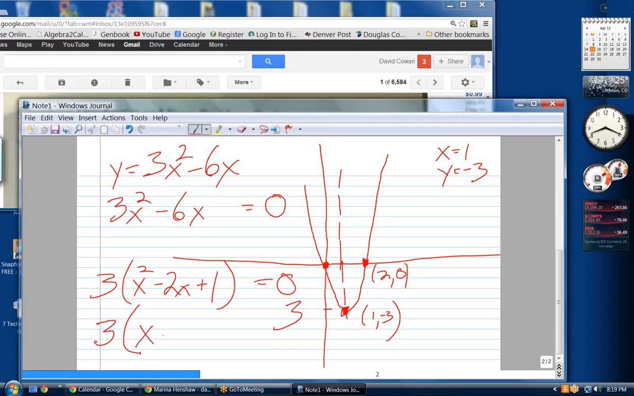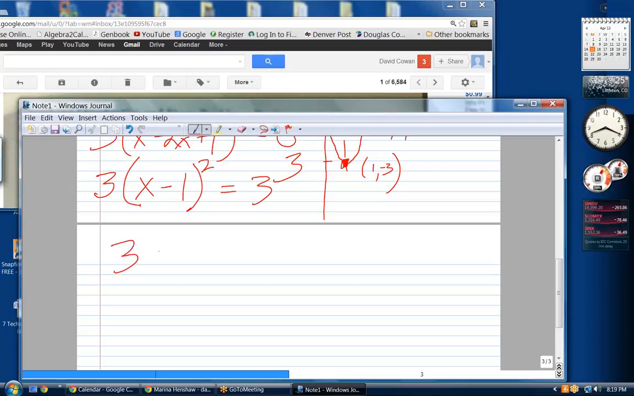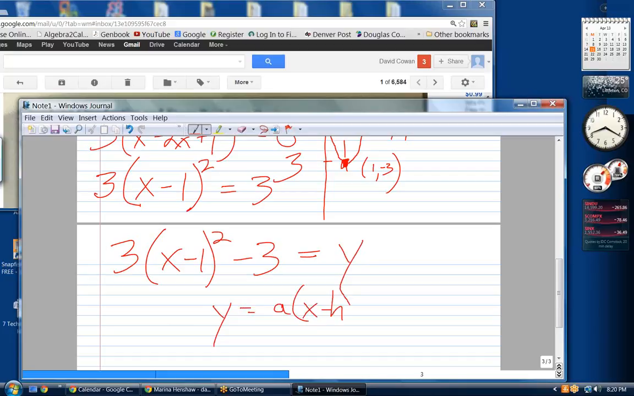So it would be x minus what squared? 1. Yes, good. That's equal to 3. And now I'm going to move the 3 onto the other side so that I get 3 times x minus 1 squared minus 3 equals 0, or y. Remember, I started with y, so I'm going to resubstitute the y there. And now I have it in the format that's called vertex format, which is this.